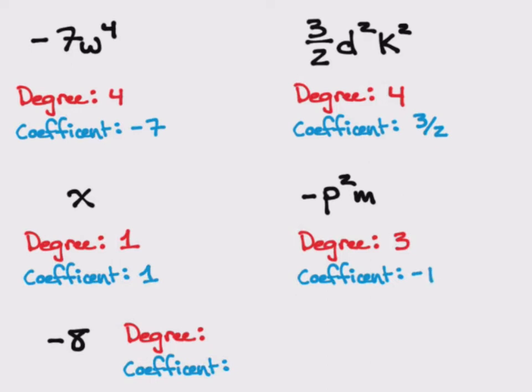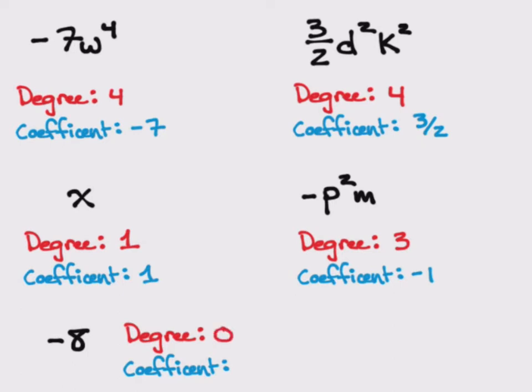With negative 8, there is no variable being raised to any power. So we'd actually say that the degree of this monomial is 0. It's just a number, there's no variable at all, and if there's no variable, we say it's a degree 0 monomial.